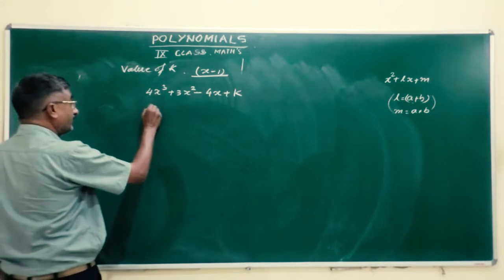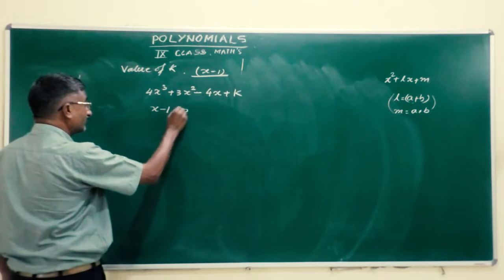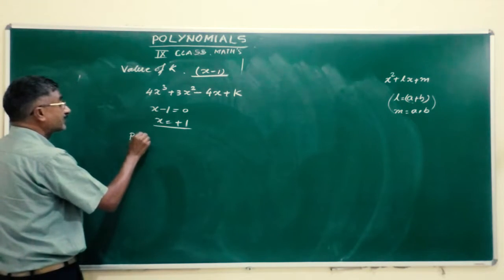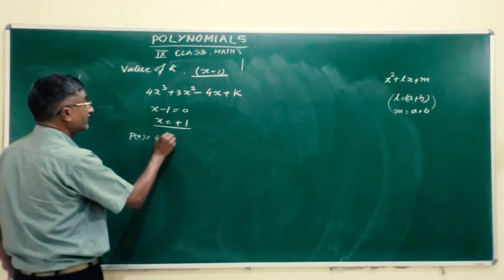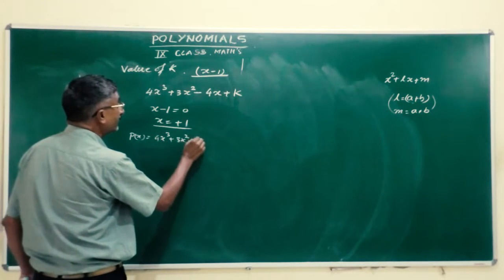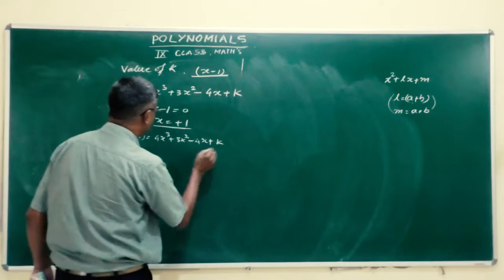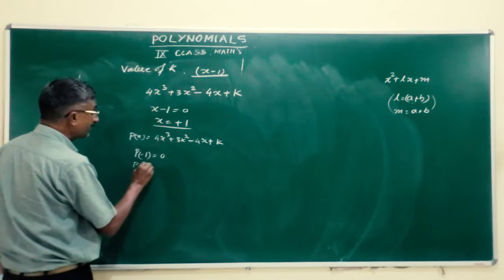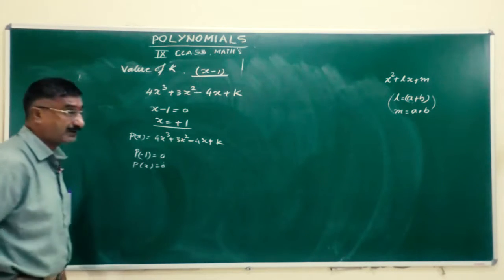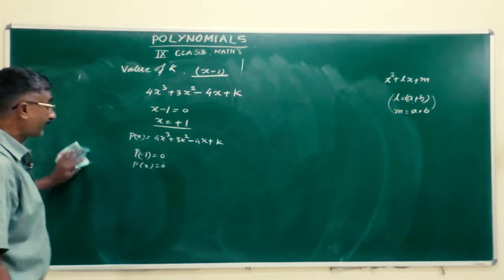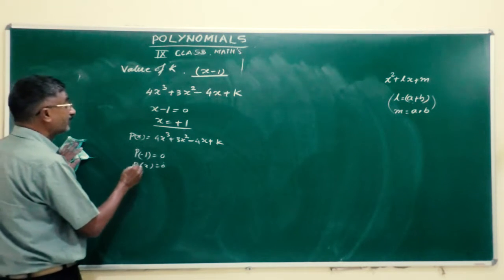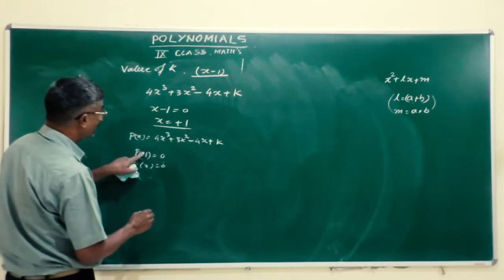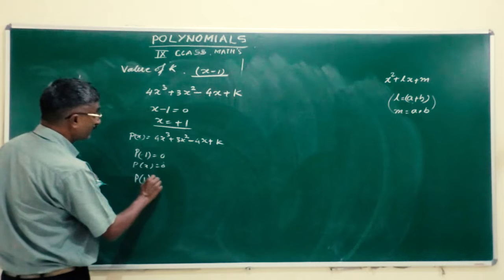So it means x minus 1 is equal to 0, x is equal to plus 1. If we substitute, p(x) is equal to 4x cube plus 3x square minus 4x plus k. P of 1 must be equal to 0, because the remainder becomes 0 if it is a factor. Clear? So we will substitute the value x equal to 1. Sorry, it was plus 1, and this is p of 1 is equal to 0.